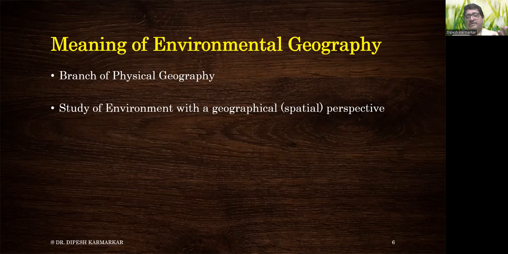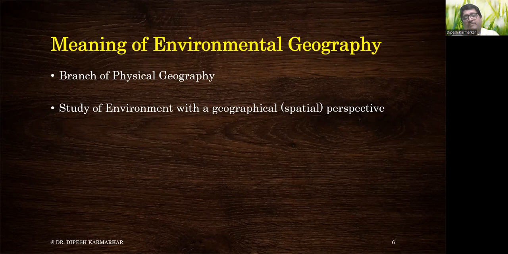So when we say studying environment with a geographical perspective, it means asking questions like where, right? So we are talking about location. When we talk about location, we talk about different locational attributes of environment. We also talk about the distribution. We also talk about the patterns, right? So when we say where, we talk about location, distribution, and the pattern that is created by that distribution.